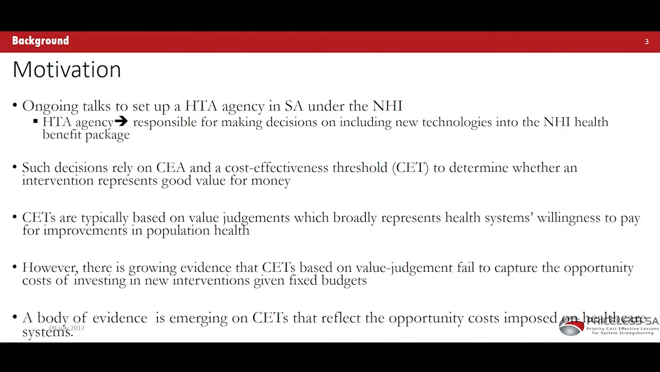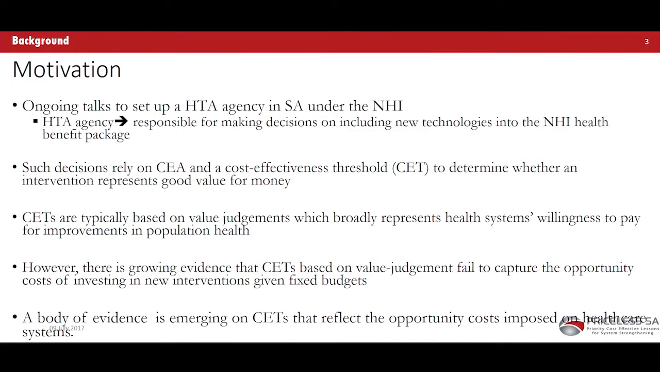There are currently a number of consultations being held by the national government to set up an HTA agency that will be responsible for making decisions on what gets included in the National Health Insurance Health Benefit Package design. And such decisions, like Carl has outlined earlier on, would require some kind of cost-effectiveness analysis, maybe not the only criterion for making such decisions, but certainly an important one, and a cost-effectiveness threshold to determine whether such an intervention represents good value for money.